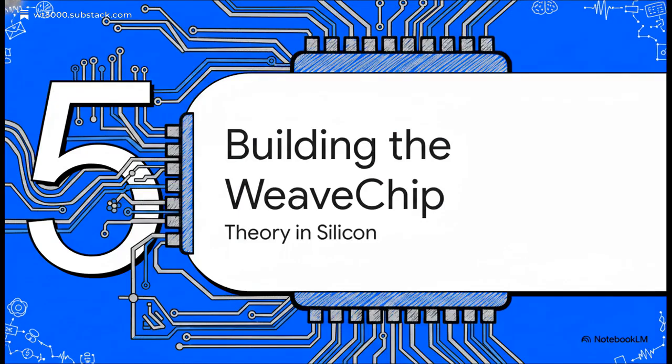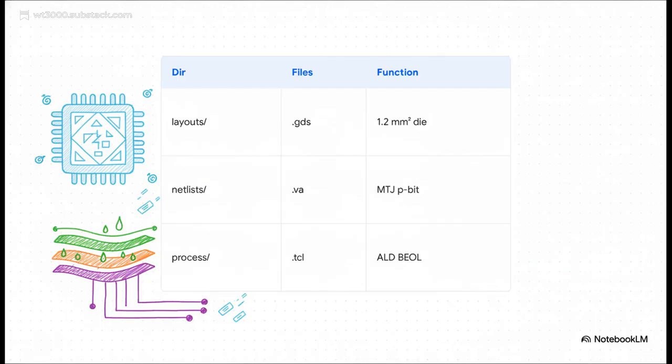Finally, Section 5, Building the Weave Chip, Grounding Theory in Silicon. Okay, here is the ultimate payoff. This is no longer just a theoretical proposal. What we're looking at is the actual repository structure. This is the tangible, literal blueprint hosting the code and layouts needed to build this architecture. We've got binary GDSII layouts for a 1.2 square millimeter die, Verilog models for stochastic spin dynamics, and TCL scripts defining the atomic layer deposition steps. It's the whole shebang, a complete design package enabling chip designers to actually simulate and fabricate this exact mathematical geometry.